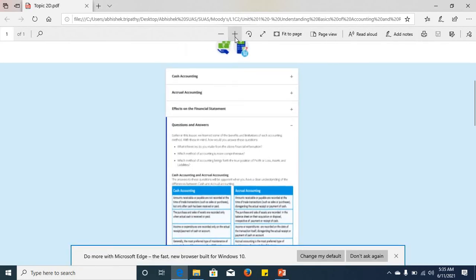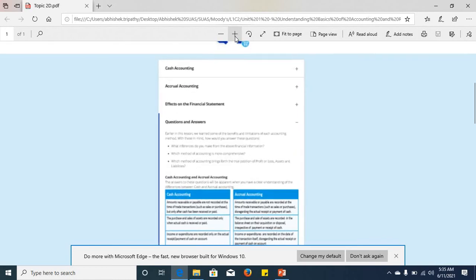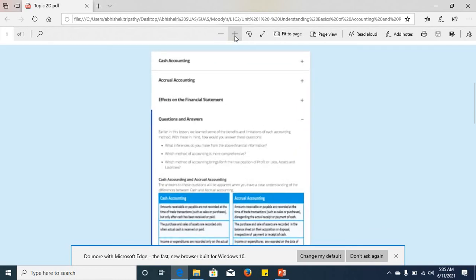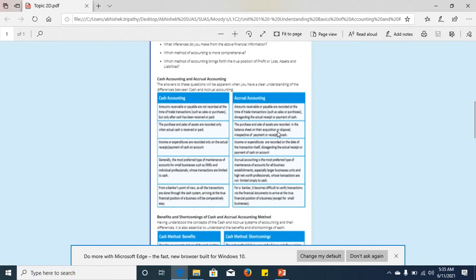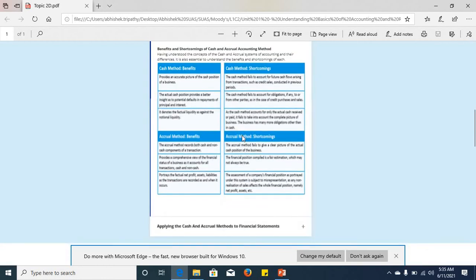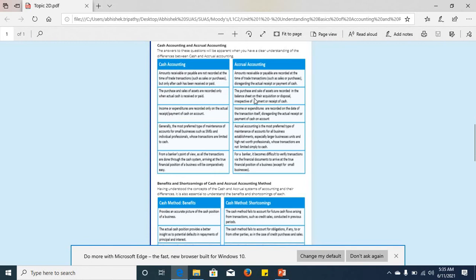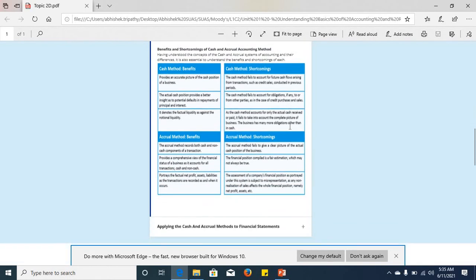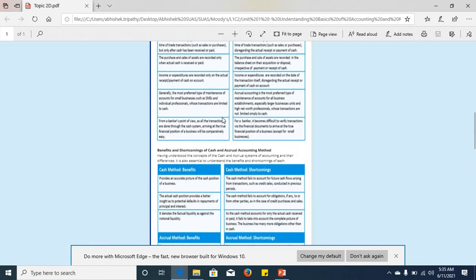Now this is the difference. What is the difference between cash accounting and accrual accounting? We already discussed this, right? This is more cash focused. This is more focused on when the transaction happens, right? So I don't think there's a need to go into this. Just go through this. It is just a repetition of whatever we've studied.